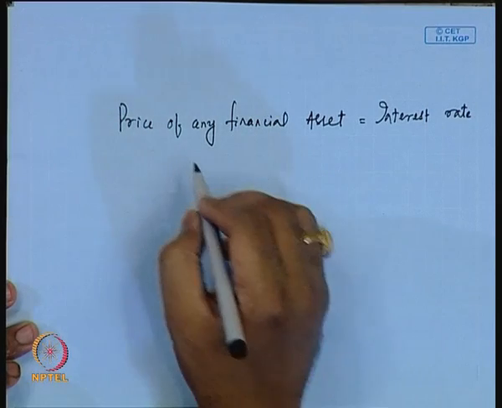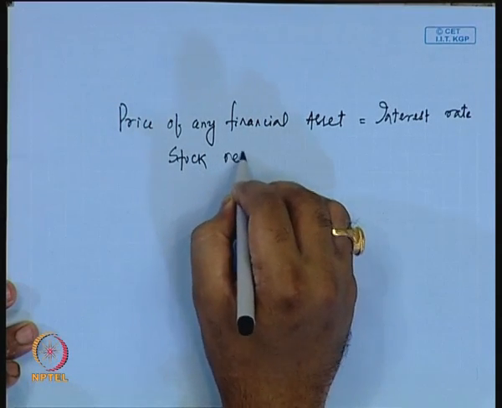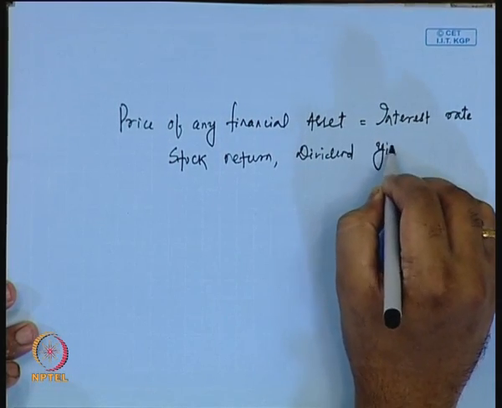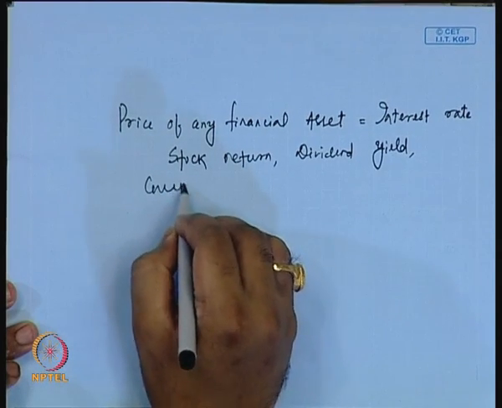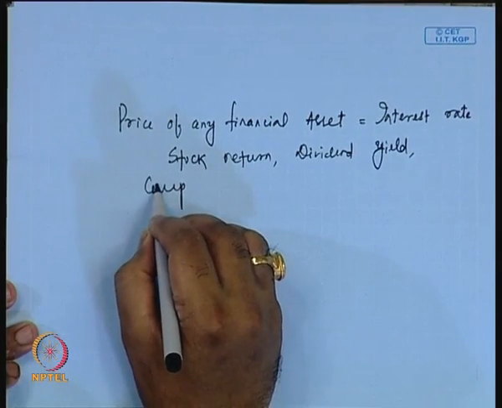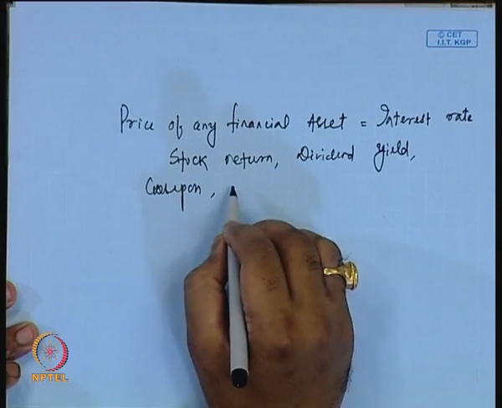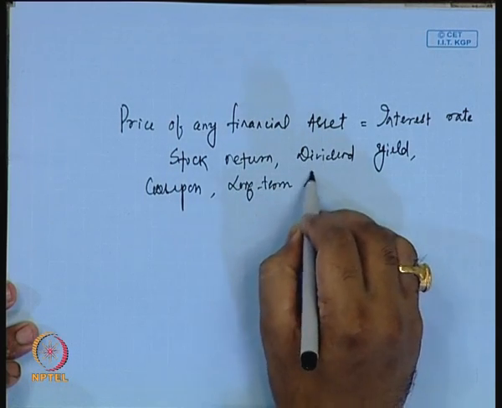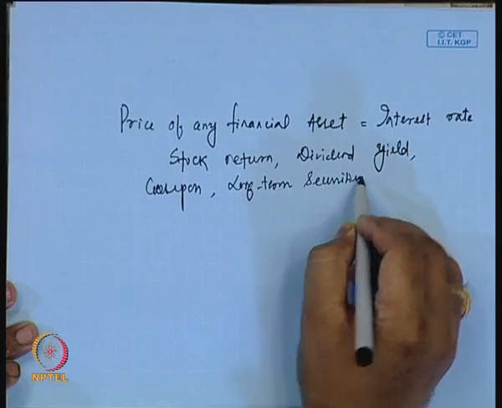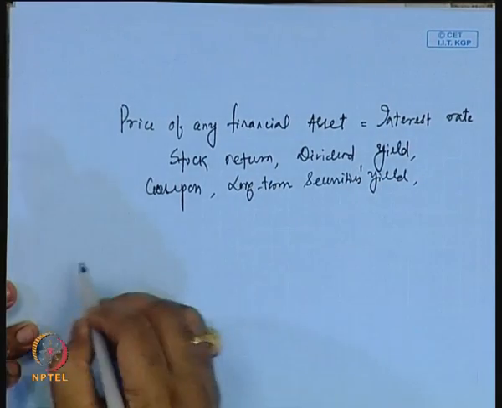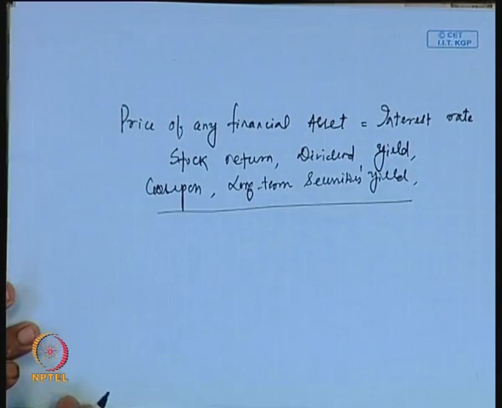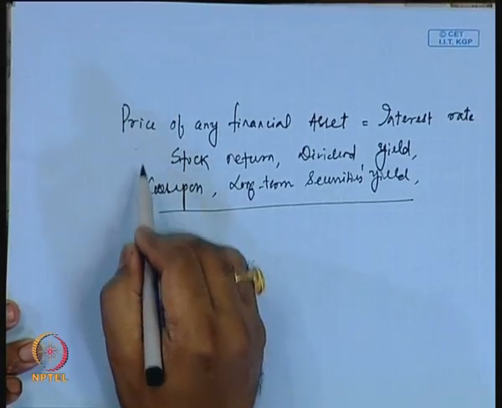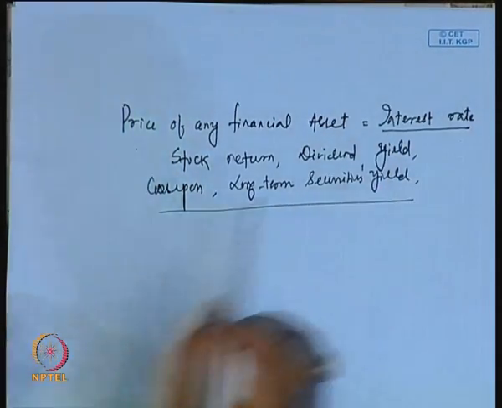Even the stock return is a proxy of interest rate, dividend yield, coupon, then you have the long term securities yield. All these are the different proxies of interest rate. That means, whenever we talk about the pricing in the financial market, it basically refers to the interest rates.